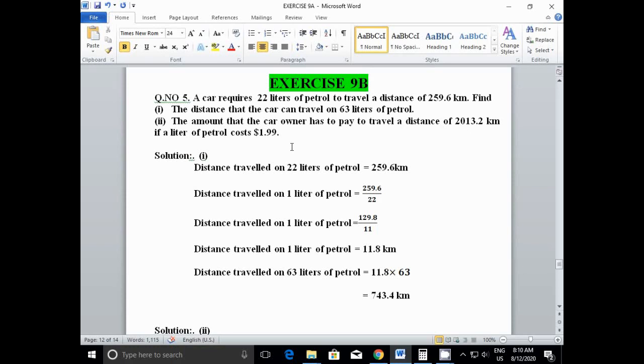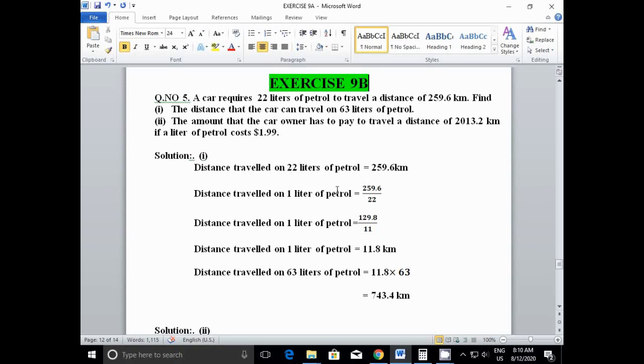So we will start from this initial information given in the question, which is distance traveled on 22 liters of petrol. We have given the distance 259.6 kilometer is the given distance traveled on 22 liters of petrol. Now first of all, we will find the distance traveled on 1 liter of petrol. This can be calculated by dividing this 259.6 kilometer by 22 liters of petrol.